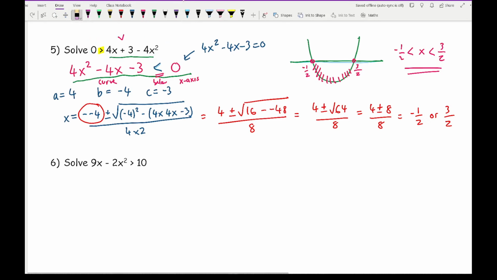Now, if I looked at the actual original equation, let me just get rid of all these markings. So if I took the original equation, let's have a look at what this means. The 0 means the x-axis. This means above, it's greater than, and this bit here is the curve. Now, minus x squared means it's going to be a negative parabola.